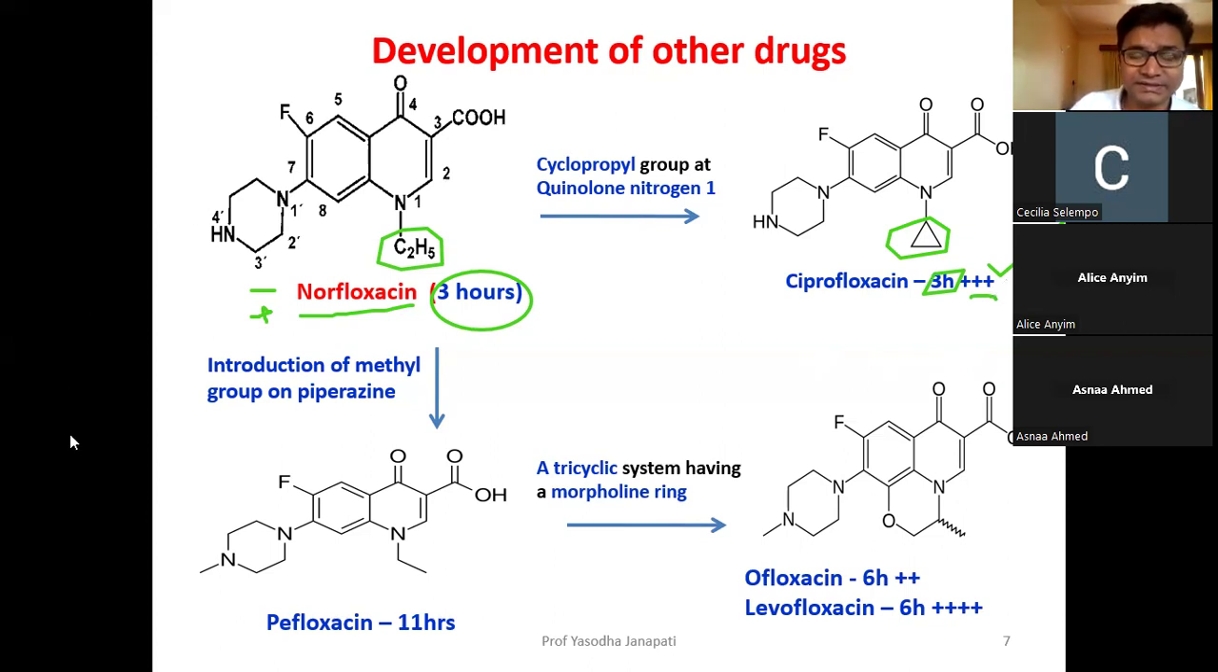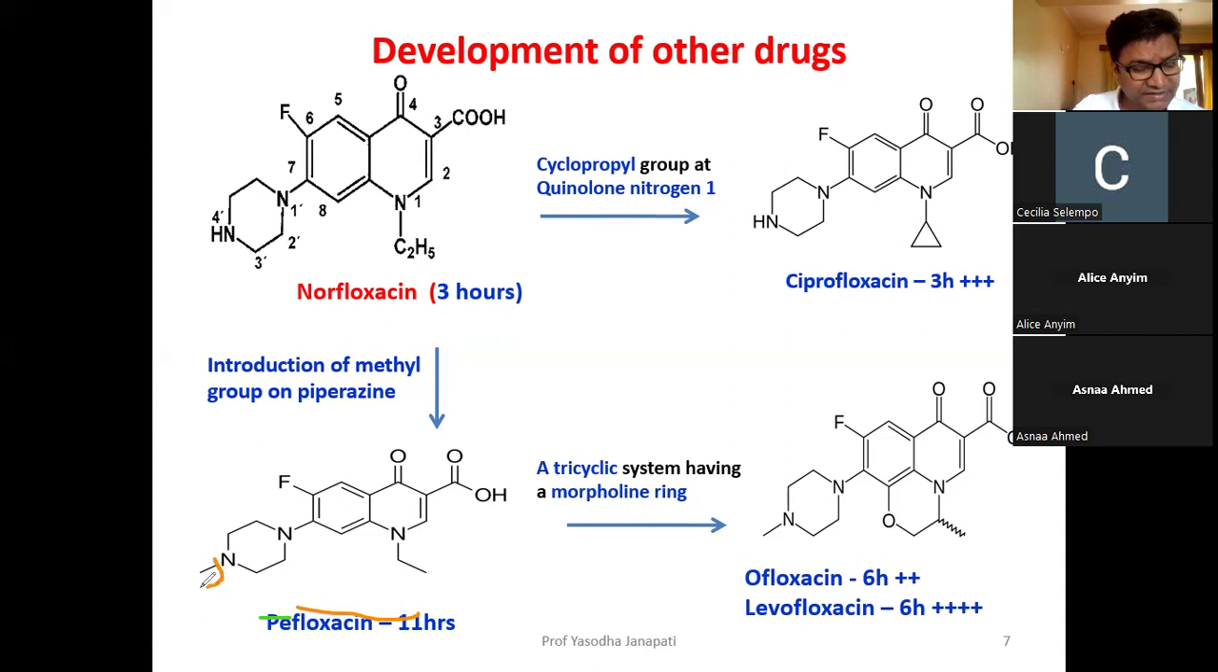Now, one more you can see. They synthesized many things. So here you can see, what is that? Pefloxacin. Now here in pefloxacin, what are the changes? They retained this ethyl group as such. They placed a methyl group here on the piperazine nucleus. When they placed this, the duration of action increased to 11 hours.